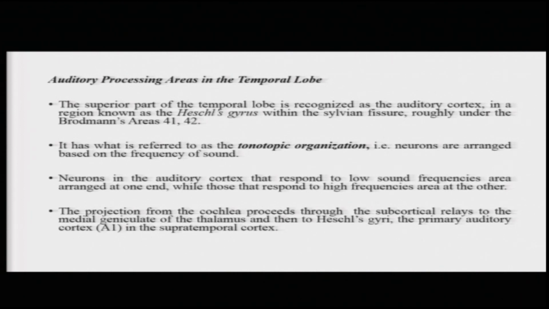Now, the organization of neurons in the auditory cortex, or in the temporal lobe, is referred to as a tonotopic organization, which means that neurons are arranged as per the frequency of the sounds that they are going to process. So, neurons in the auditory cortex that respond to low frequency sounds would be at one end, and neurons that respond to high frequency sounds would be at the other end. So, if this is the temporal lobe, the neurons are arranged in it as per the frequency of sound that they respond to or process.